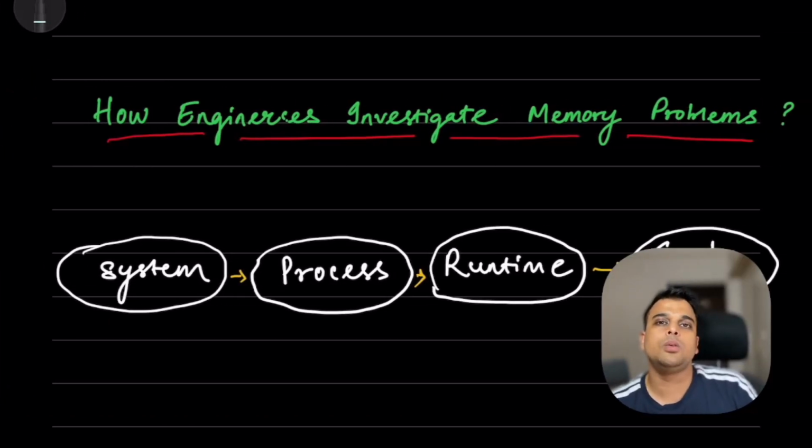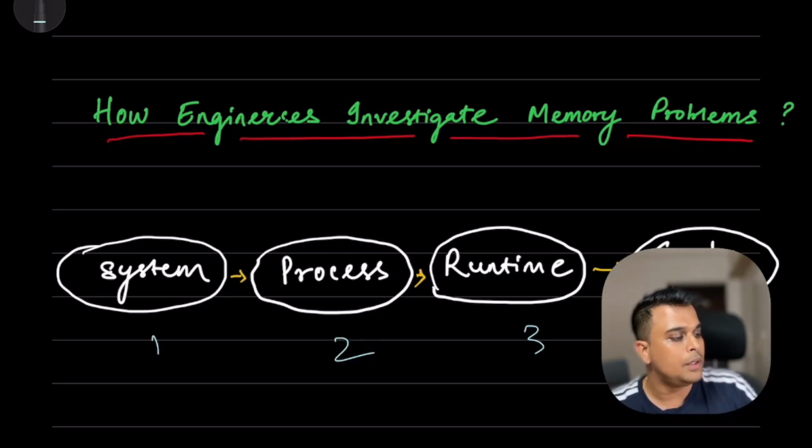The next question we need to answer is how exactly engineers investigate memory problems. Do they directly get into the system or restart the specific service, or do they follow a step-by-step process to drill down to the actual problem? Normally we call it a layered approach. Each layer has a unique way of troubleshooting. It normally follows a 4-layered approach: 1, 2, 3, and 4.